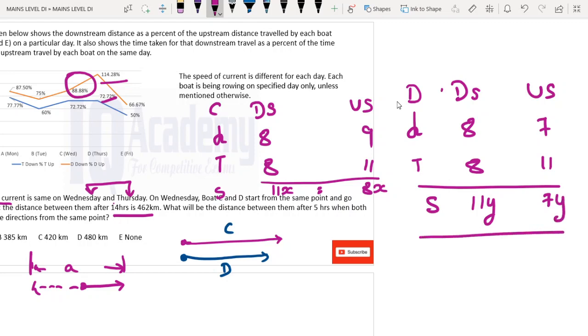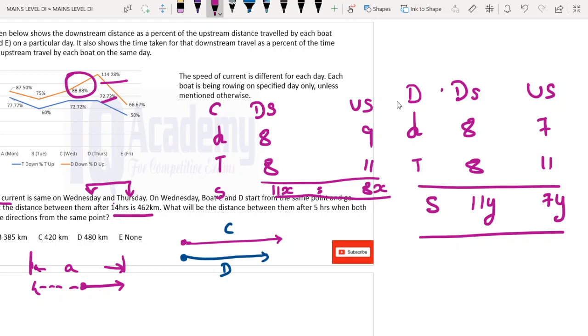Here also we should not put x because this is a different ratio and that is a different ratio. So we have to give a different variable. Here we took 11y and 7y, and there we took 11x and 8x. So we don't know the relationship between x and y.